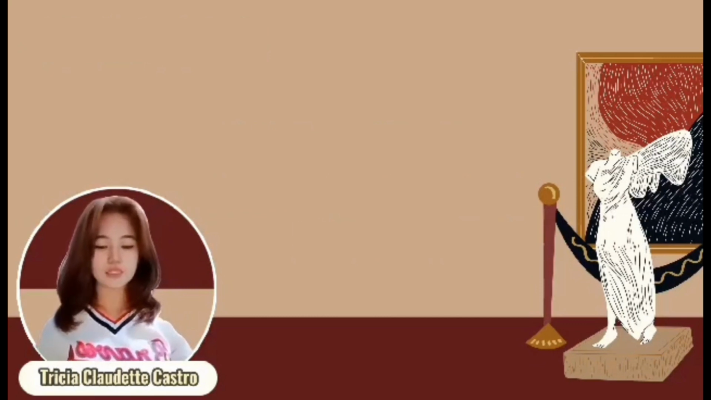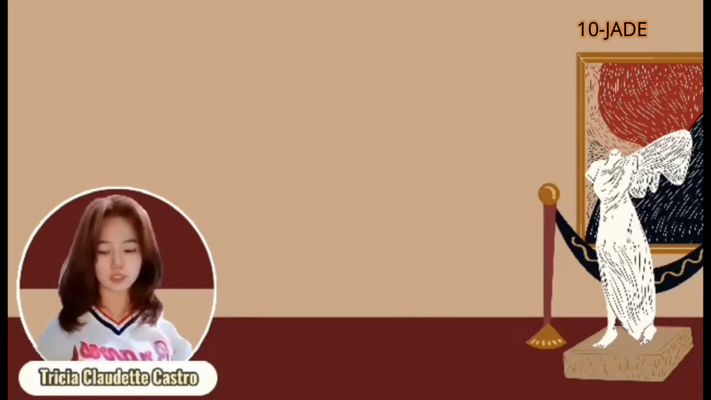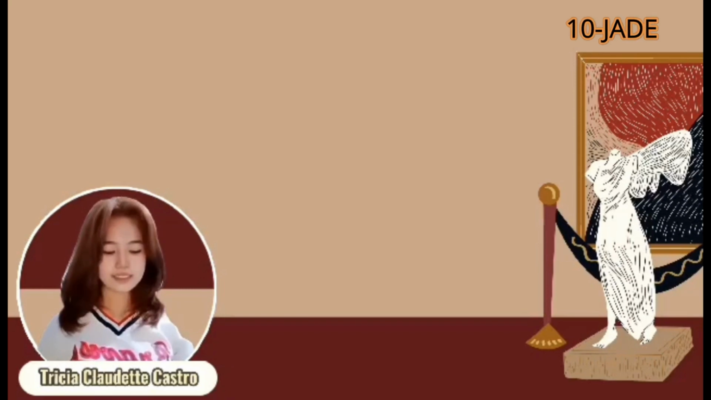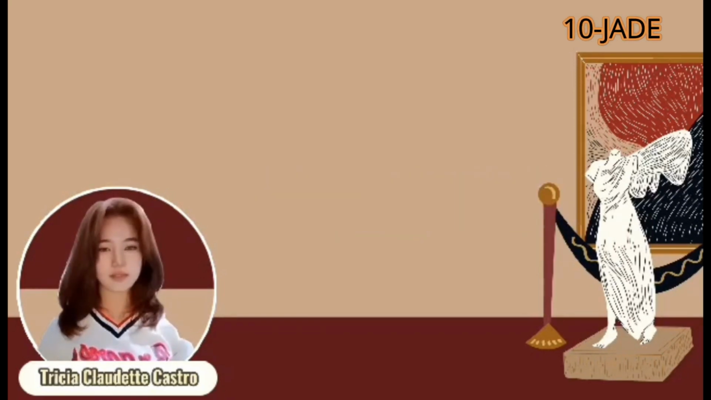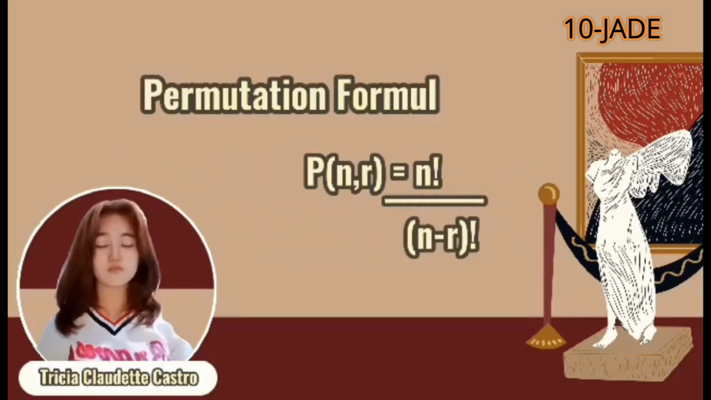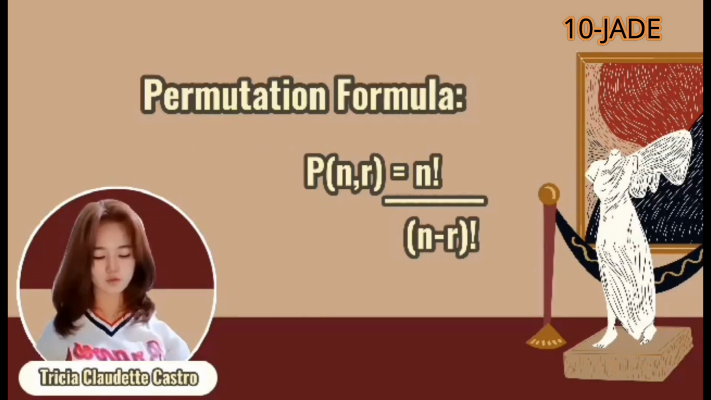Every problem has a solution, so here's the explanation. First, we need to analyze the problem to know if it is a permutation or a combination. Then, we can say that this is a permutation because of the keyword arrangement. After that, write the formula of permutation: P(n, r) equals n factorial over (n minus r) factorial.